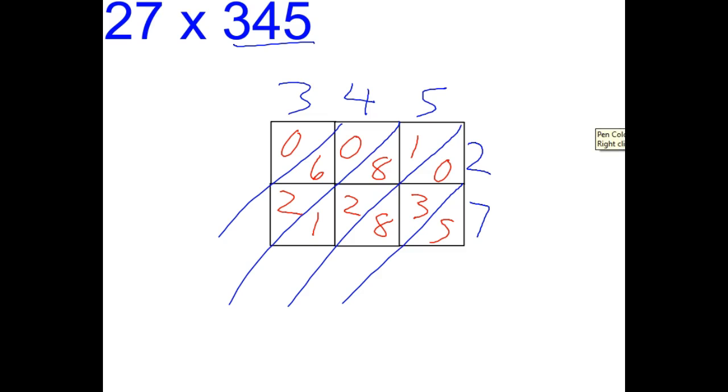And then I add up my diagonals. I got a 5. 3 8s, 11. Carry a 1. 9, 11, 12, 13. Carry a 1 again. 6, 8, 9. And there's nothing out there. 9,315.